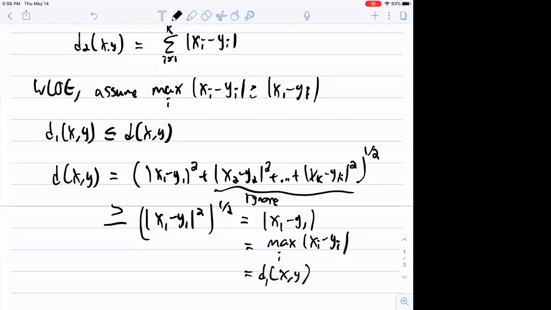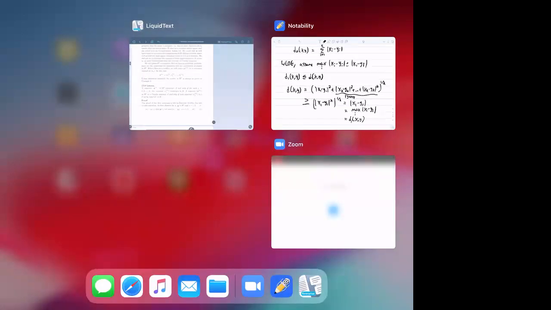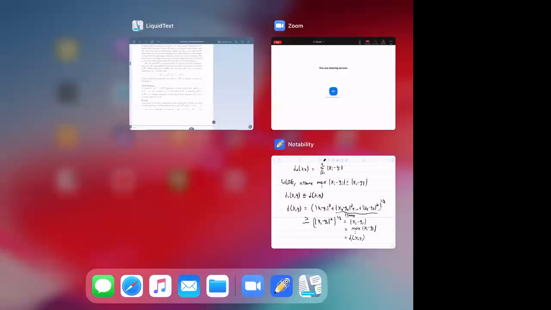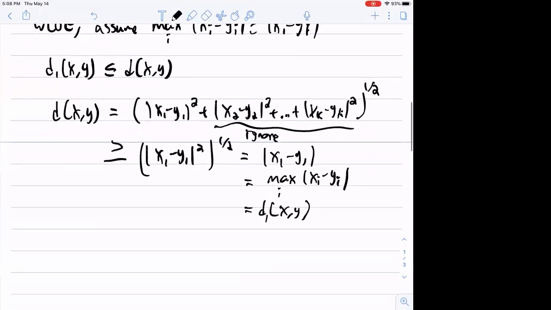So we have a bound: d1 is bounded by d of xy. Is everyone clear so far? Okay, great. Now, how do we bound above? Well, let me just write the whole thing out because I think it's easier for everyone to see.